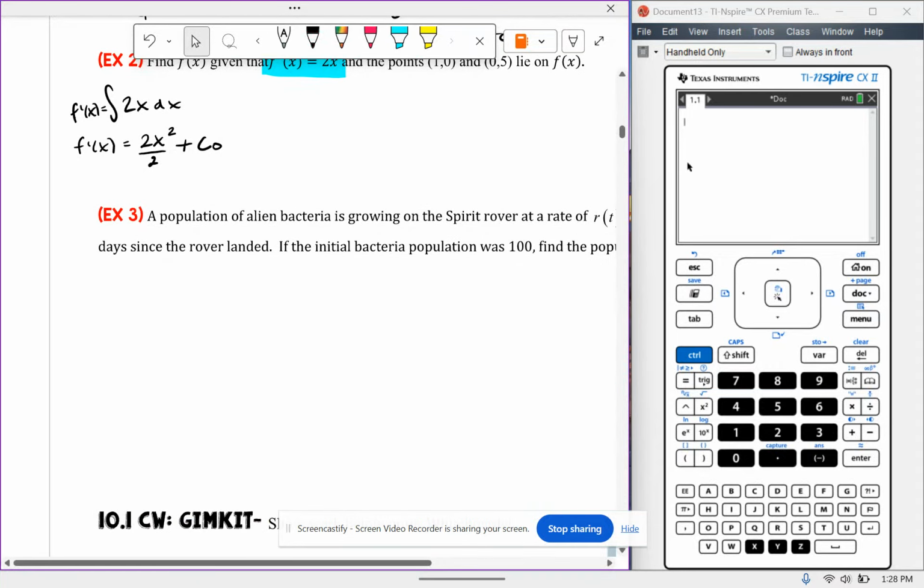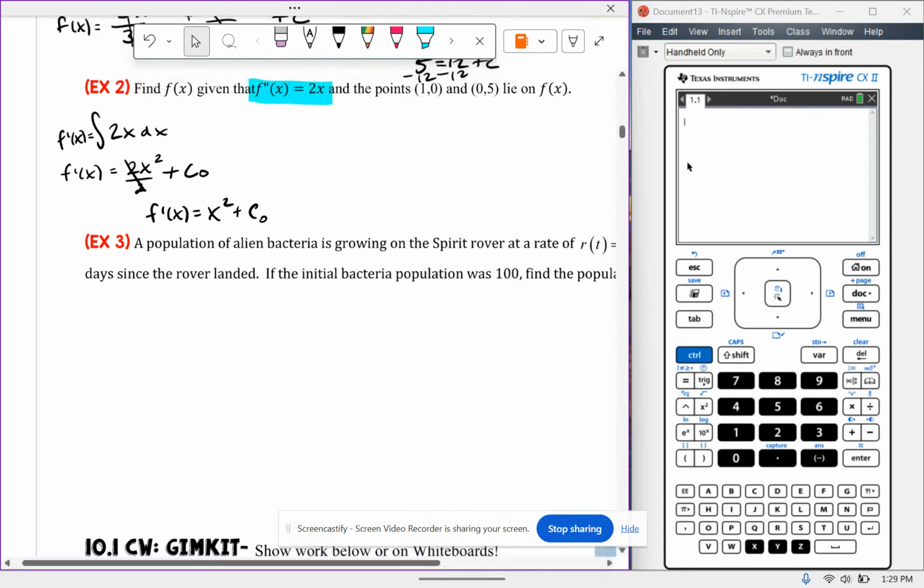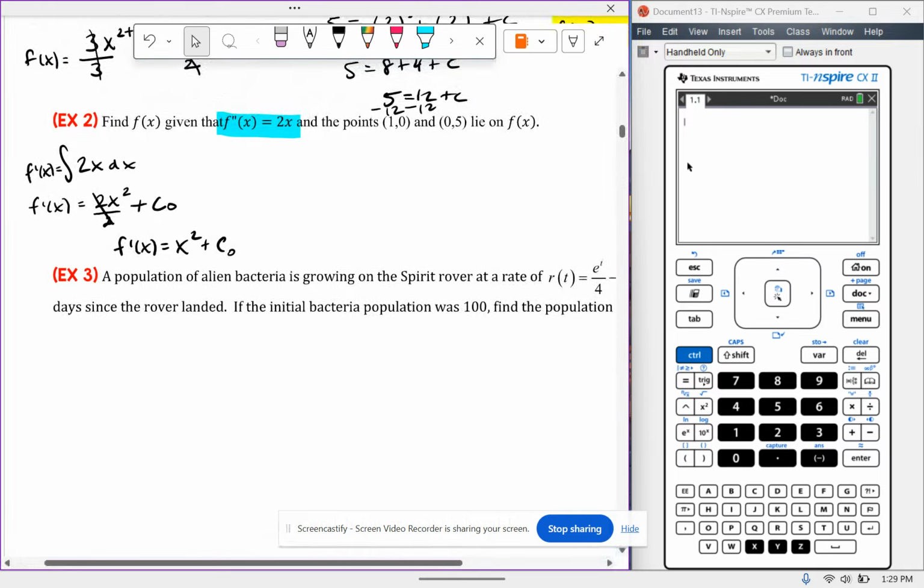Oh no. The derivative is x squared plus c naught. Okay, that looks like a 6. Sorry. Okay, let's think. Which clue is going to make something disappear?